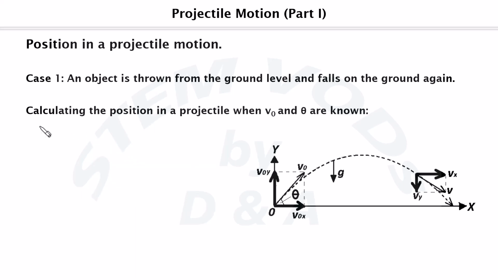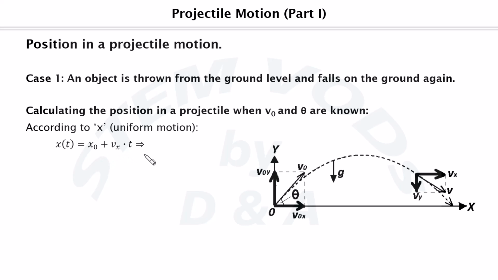Now, let's explain how to find the position of the projectile at every instant t when the initial velocity v0 and the launching angle theta are known. For this, we use two formulas, known as the equations of motion for the projectile. In the x direction we have a uniform motion, so we use the equation of uniform motion: x(t) equals x0 plus v0x times t.